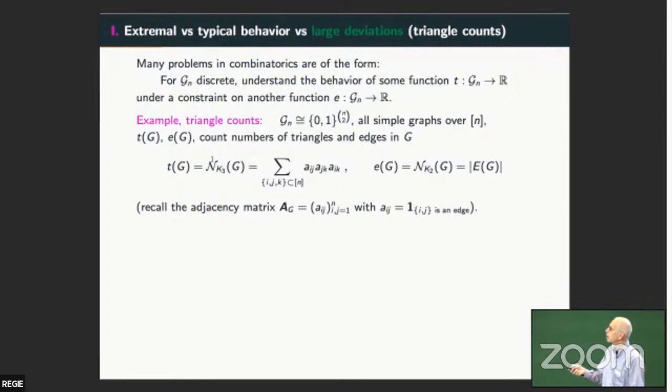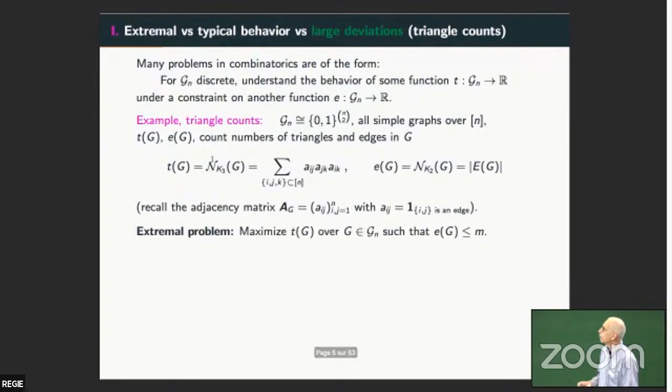triangles. So in extremal combinatorics, you might want, for example, as I mentioned, to maximize the number of triangles over the set of all graphs, given a constraint on the number of edges. Of course, if you don't put the constraint on the number of edges, you just end up with a complete graph, and that's not a very exciting or complicated problem to solve.